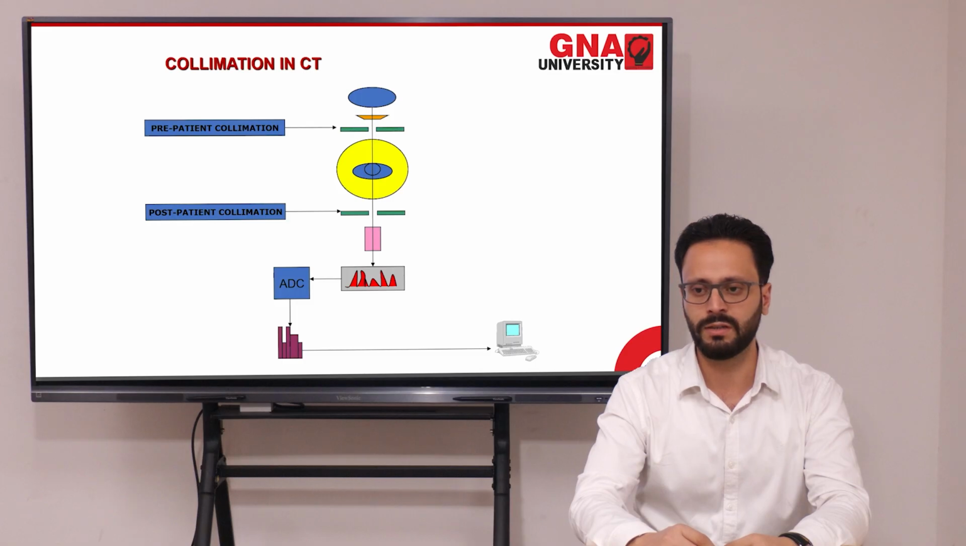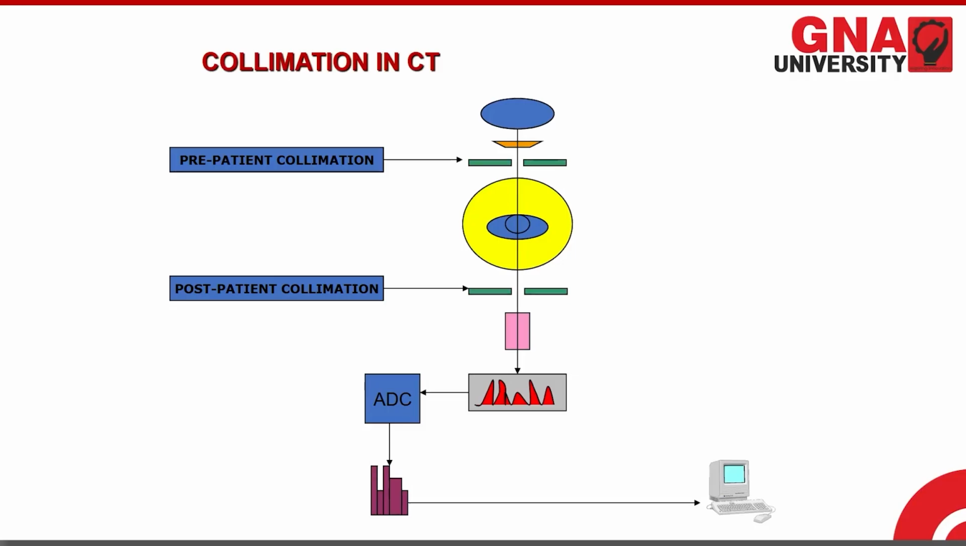This is a block diagram showing the functioning of the pre-patient collimator and the post-patient collimator in case of CT. Here you can see the X-ray tube, which produces the primary beam, followed by the filter. After coming out of the filter, these X-ray beams are shaped by the pre-patient collimator, and then they go into the body of the patient. After leaving the body of the patient, some of the X-ray photons will be scattered or diverted. Those will be absorbed by the post-patient collimator, which will only allow the straight traveling photons to reach the detectors.